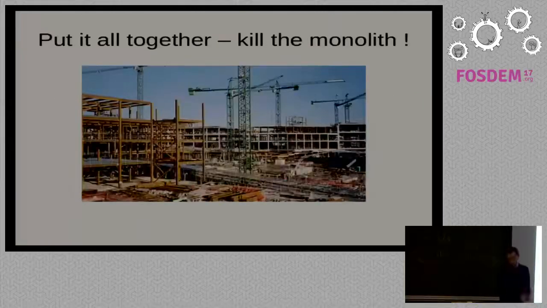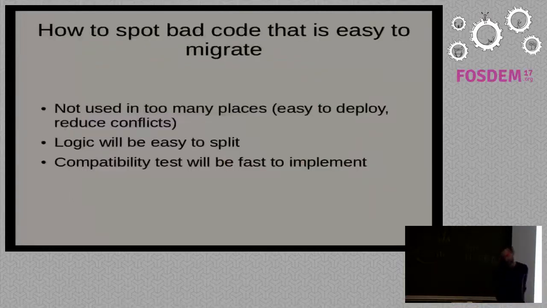And now let's put all this together and we will try to kill the monolith. So, how to spot bad code that is very easy to migrate? Usually it's when a compatibility test is very easy to write. So it's like an old system and a new system doing almost the same thing. So it's very easy to migrate.